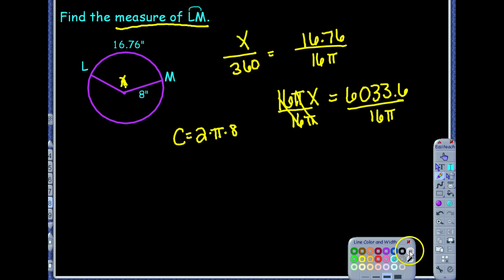Yes. And I'll have people that type this in their calculator and say, I typed it in my calculator, how come I got a different answer? And here's why. If you take 6,033.6 and divide by 16 times pi, this is what you're going to get: 1,184.7. Okay. Now, that doesn't make any sense.